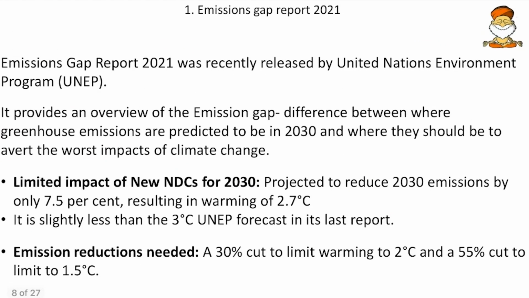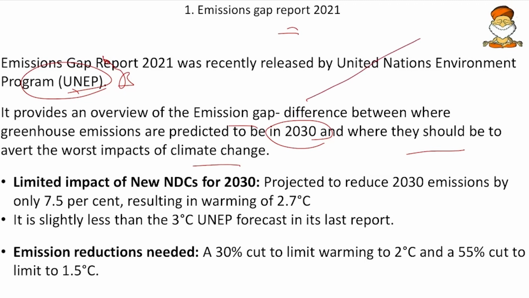Then, coming to the concepts. So Emissions Gap Report 2021. The Emissions Gap Report was released by the United Nations Environment Programme. So mark this as important, UNEP. And it provides an overview of the emission gap, that is, the difference between where greenhouse gas emissions are predicted to be in 2030 and where they should be to avoid the worst impacts of climate change. So going with the current trend, where they will go and where they should be. The difference is the emission gap.